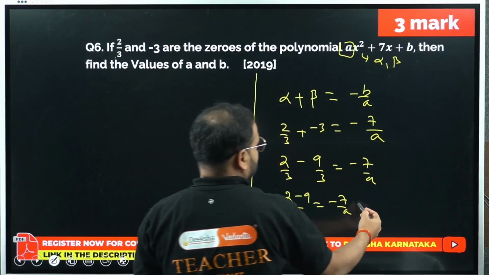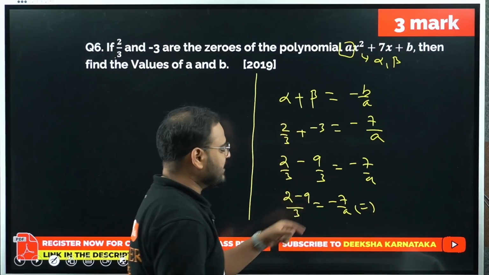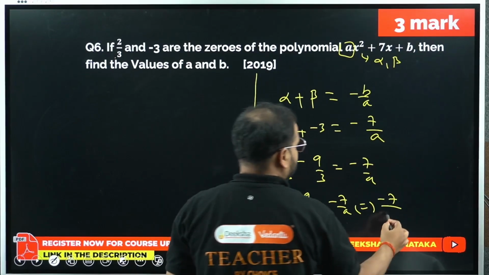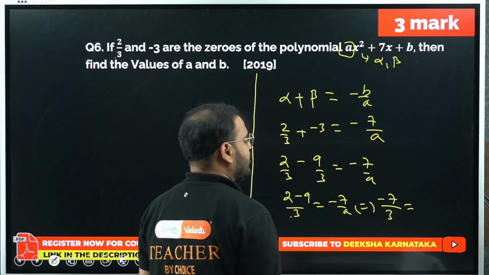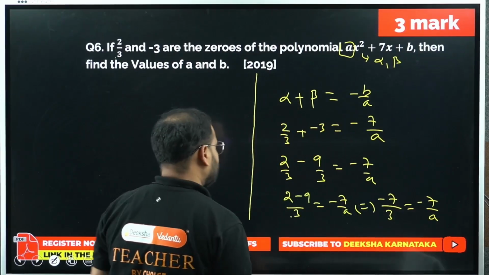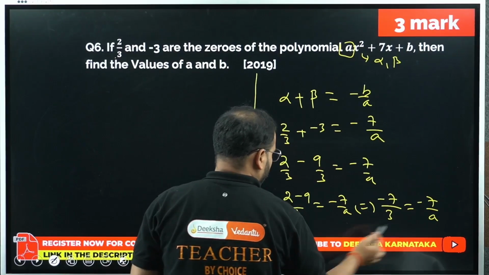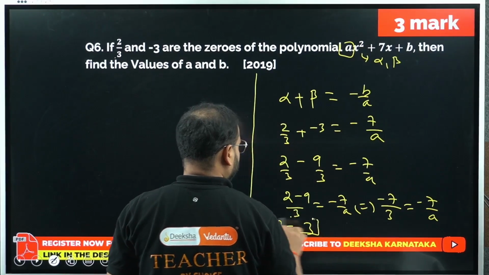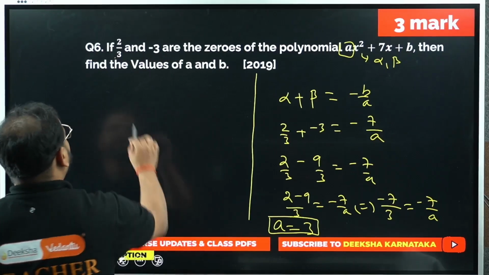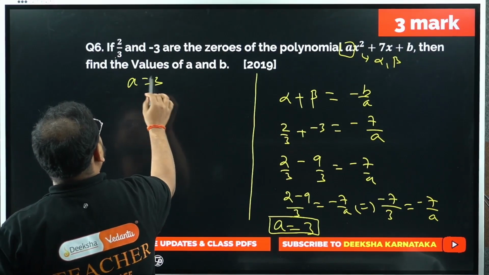How much is that, bacha? Compare it. 2 minus 9 is how much? Minus 7 by 3 equals to what? Minus 7 by a. Compare it. What's the a value? From here, simply 3, sir. So my a value is 3. I'll write it over here just to make sure my answer is visible to all of you.